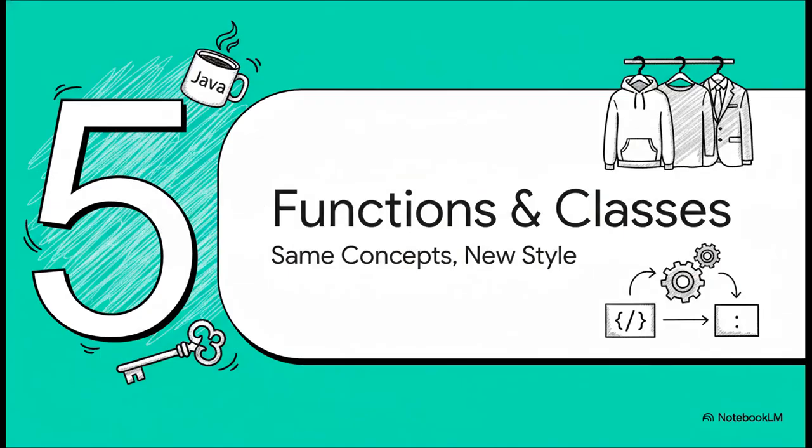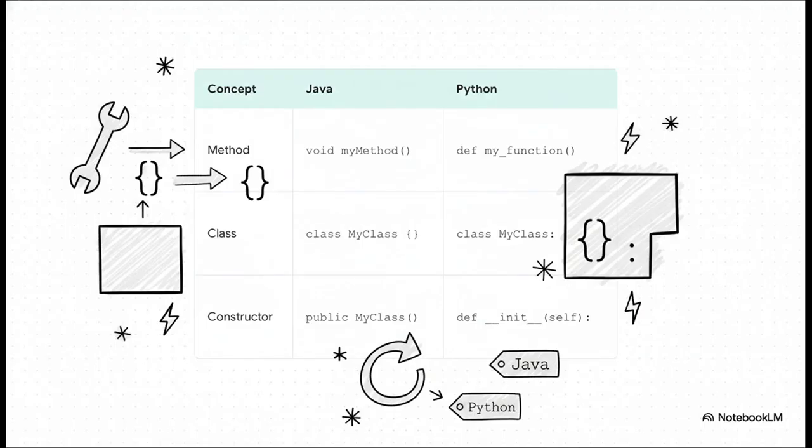Now, I know what you might be thinking. This is all great for little scripts, but what about real, grown-up, object-oriented programming? Well, don't worry. All the core concepts that you live and breathe in Java, they're all here. They're just wearing some new clothes. So this table is your direct translation guide. What you call a method in Java, Python just calls a function, and you define it with the def keyword. Class definitions look almost the same. You're just swapping braces for a colon.